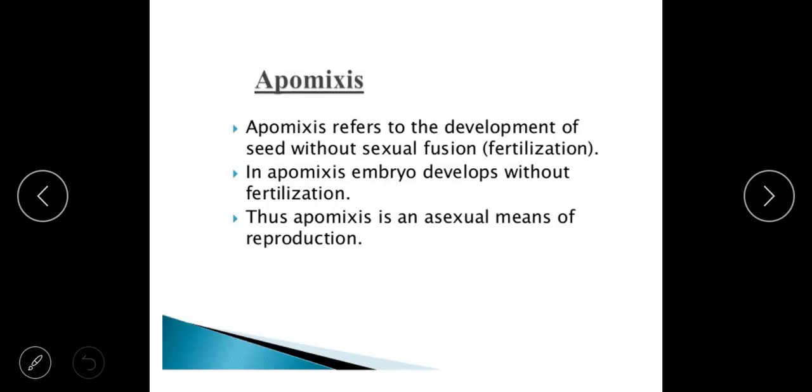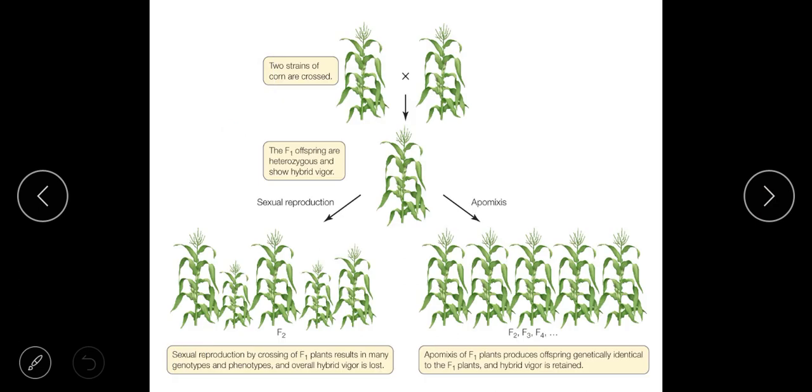Next is apomixis. This is a phenomenon which is used by farmers nowadays. This is the phenomenon where you can develop seeds without fertilization. When we talk about seeds, they are the result of fertilization, but here we are developing seeds without undergoing sexual reproduction. This is known as apomixis, and you can say it is an asexual method of reproduction. Apomixis plays a very important role for the farmers. The seeds can be stored also. Diploid tissues can be converted into seeds.